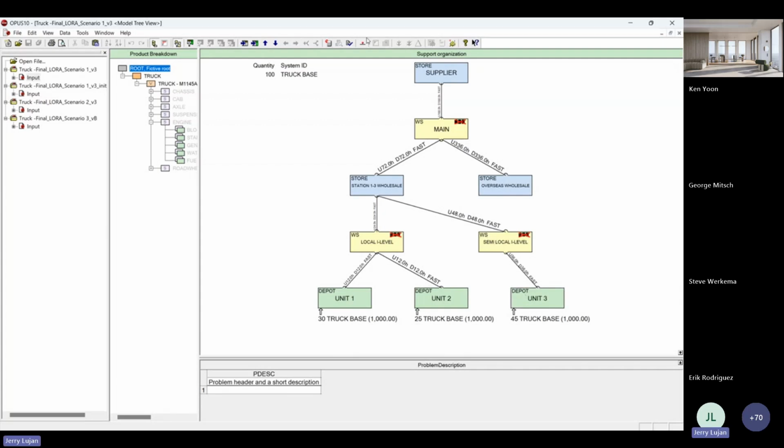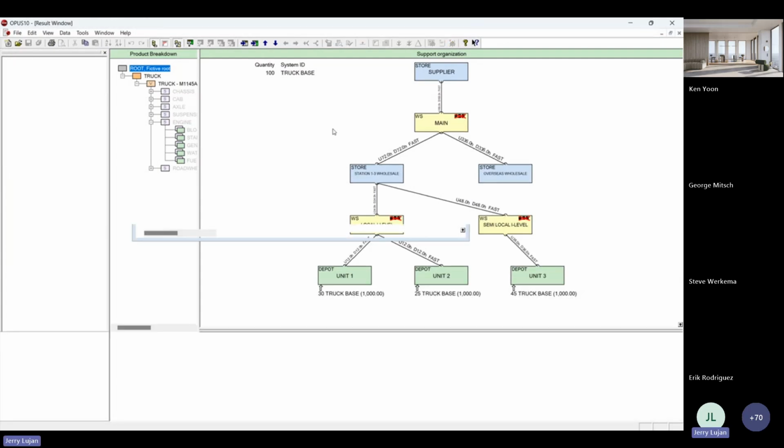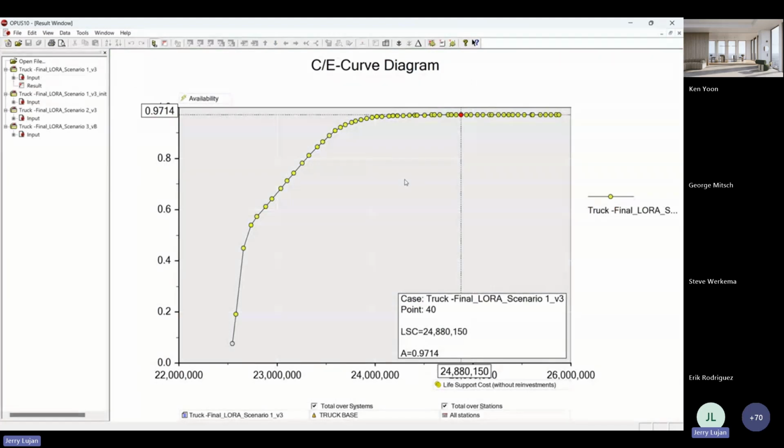Now, when we calculate this, what we get is called the cost over effectiveness curve. On the X axis, we have the cost. This is the life support cost for the scenario length, which I believe is 10 years here. And then on the Y axis, we have, in this case, availability. We can show other things than availability, but for now, we're just going to be looking at availability.